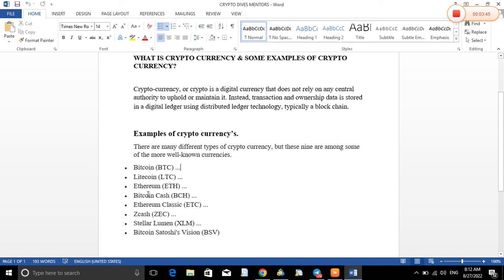And the fourth one is Bitcoin Cash, which is also a cryptocurrency. We have Ethereum Classic. We have Zcash, Stellar Lumens, and Bitcoin Satoshi Vision. All these are cryptocurrencies which are made by people. Every cryptocurrency has its own utility, or a reason why they created it, because every cryptocurrency is solving some problem or doing some work.